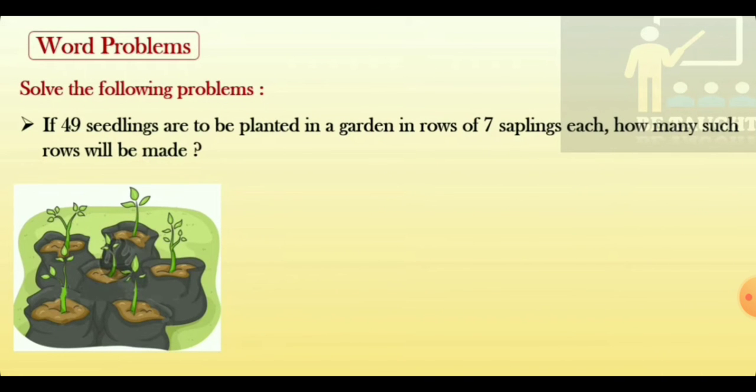Now the next word problem is: if 49 seedlings are to be planted in a garden in rows of 7 saplings, how many such rows will be made? Now there are 49 seedlings, and in each row there are 7 saplings. So 49 small plants are to be planted. So how many rows will be required?